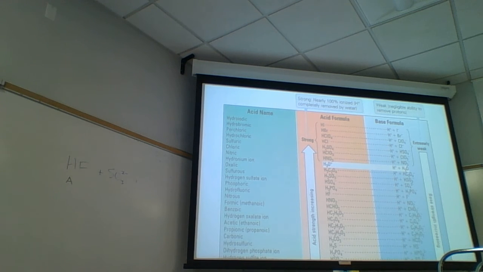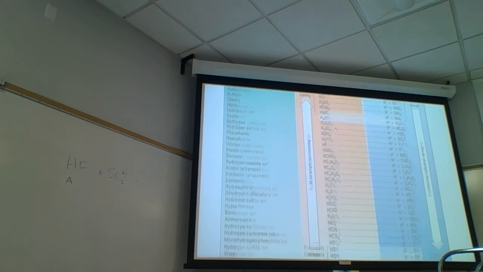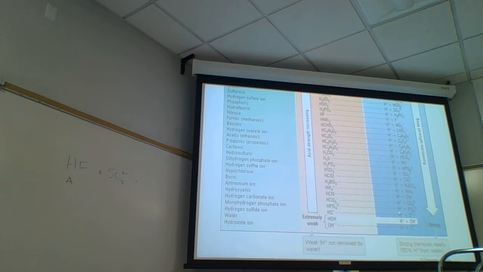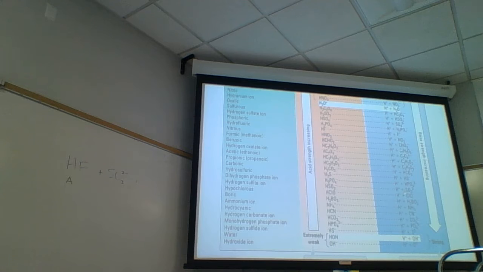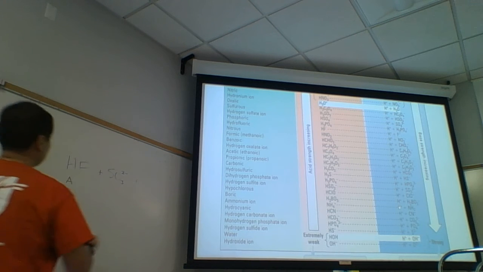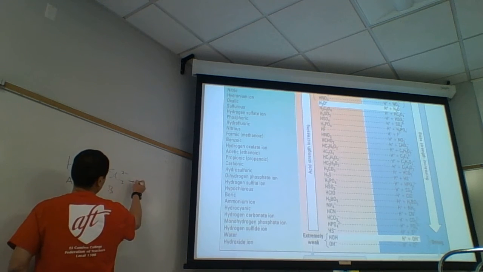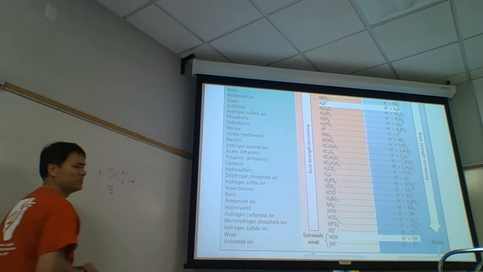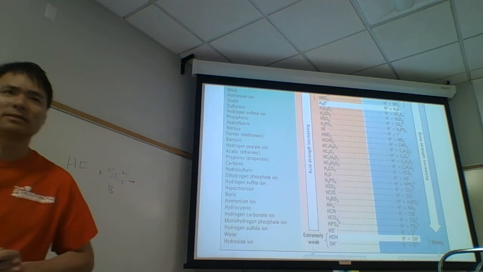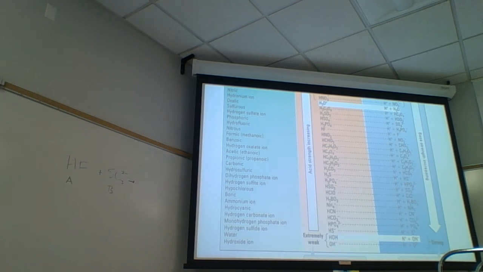Then we look for sulfite. So I'll scan down the left, there's no sulfite. Then I'll look on the right, there is sulfite. It's right here. You see that? So sulfite is our base. And so what happens is the acid loses an H+, the base gains an H+, and so what are the products of this?